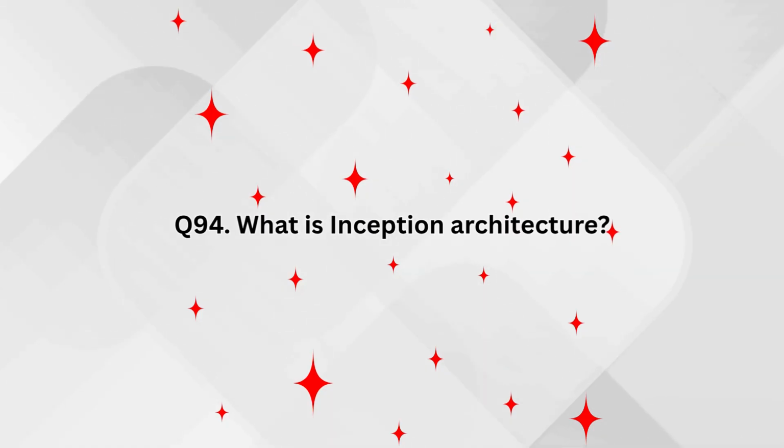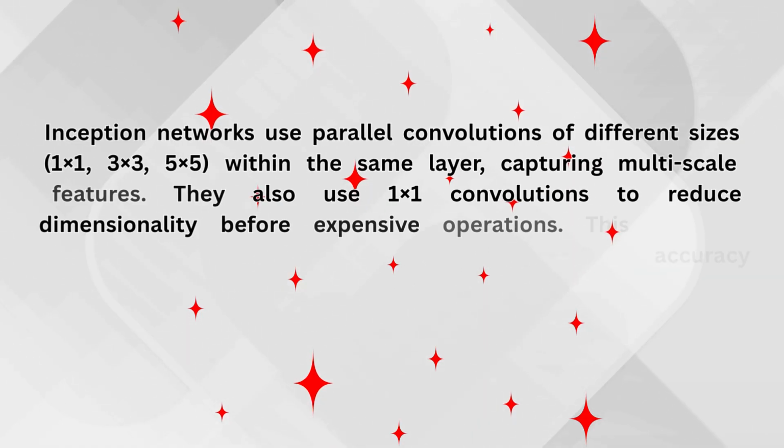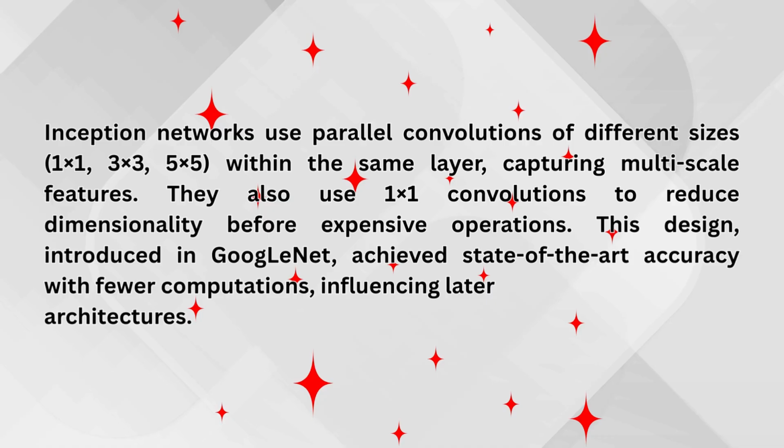What is inception architecture? Inception networks use parallel convolutions of different sizes, 1 by 1, 3 by 3, 5 by 5 within the same layer, capturing multi-scale features. They also use 1 by 1 convolutions to reduce dimensionality before expensive operations. This design, introduced in GoogleNet, achieves state-of-the-art accuracy with fewer computations, influencing later architectures.